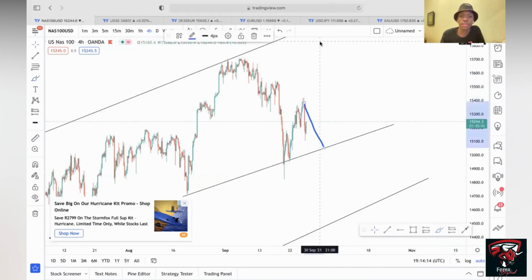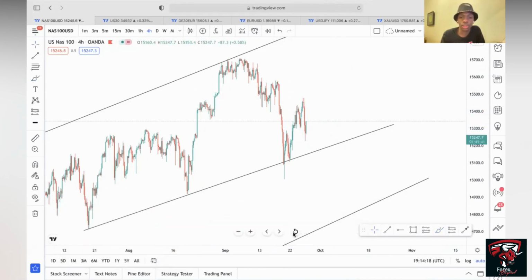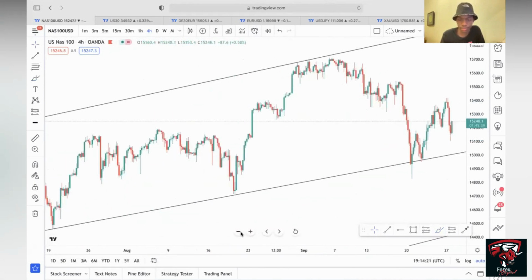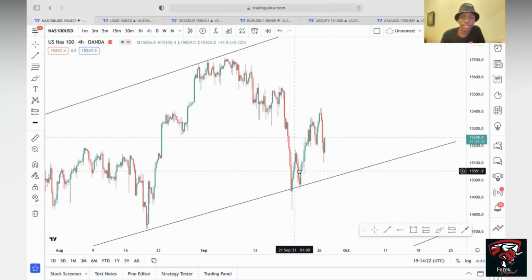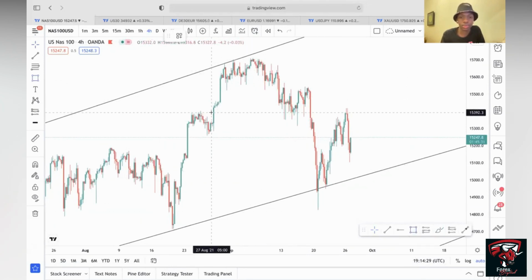We can still dig deeper into the market, right? So now we're on H4, guys. So we look at putting in our zones, right? Because the market nowadays, guys, is moving in zones.